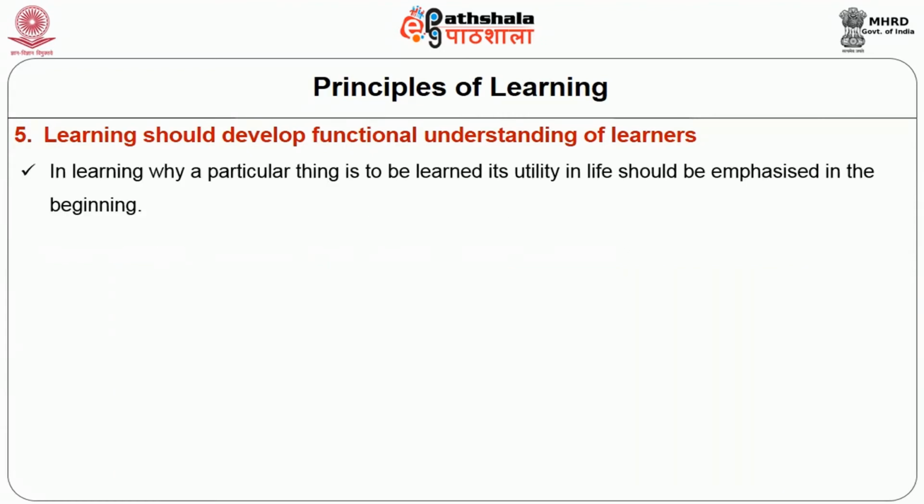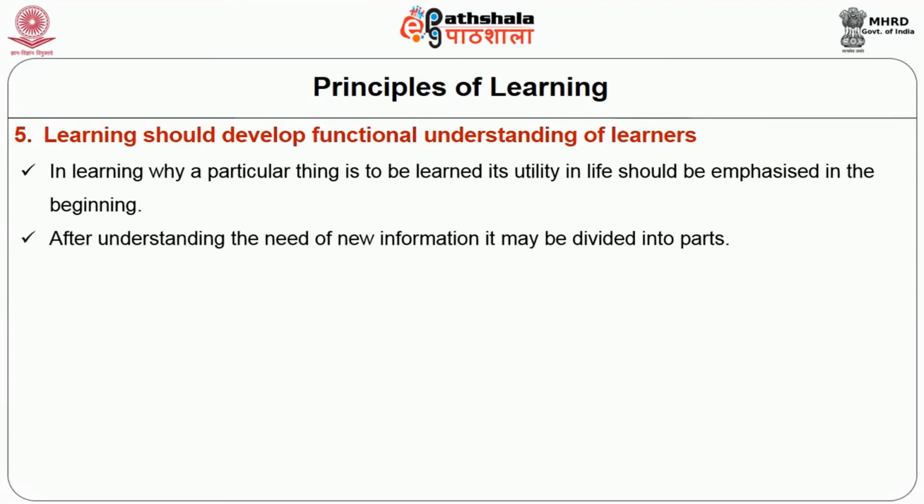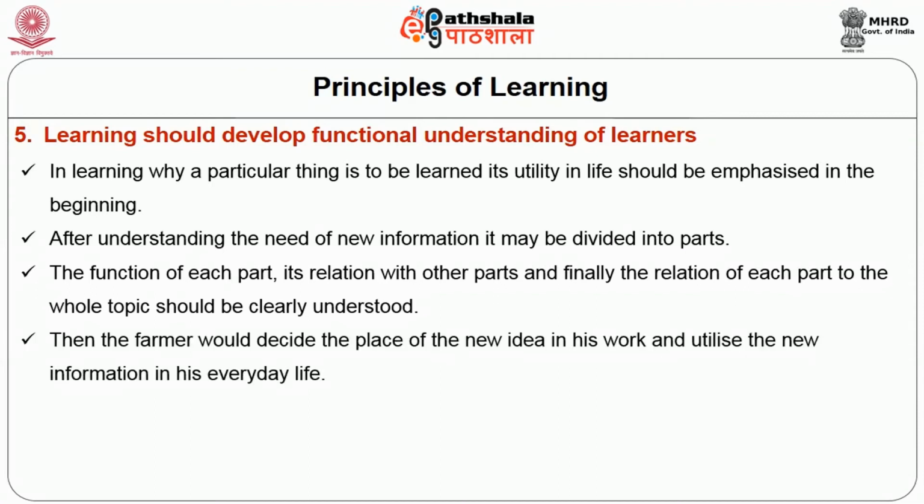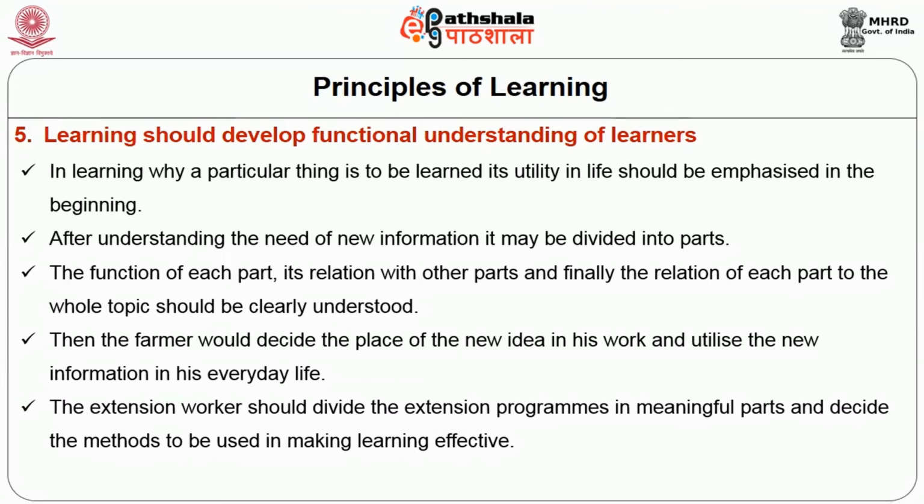Learning why a particular thing is to be learned, its utility in life, should be emphasized in the beginning. After understanding the need for the new information, it may be divided into parts. The function of each part, its relation with other parts, and finally the relationship of each part to the whole topic should be clearly understood. Then the farmer would decide the place of the new idea in his work and utilize the new information in his everyday life. The extension workers should divide the extension programs into meaningful parts and decide the methods to be used in making learning effective.